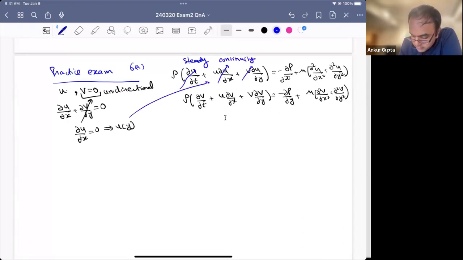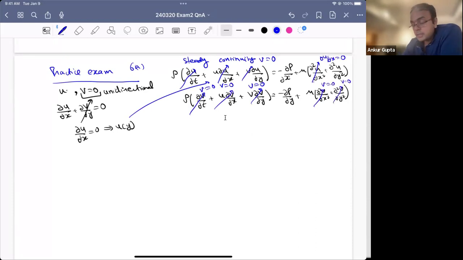And then V is 0, so this term is also 0. So as you can see, the left-hand side goes to 0. This is all 0 because simply V is equal to 0. Then this is 0 because del U by del X is equal to 0. And then V is 0 and V is 0, so this will be identical. Any problem you will get in unidirectional flows, this is identical.